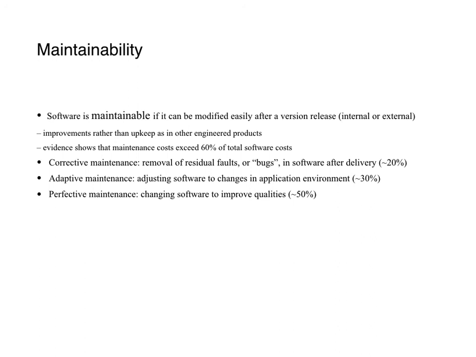Corrective maintenance is related to the detection and correction of faults, and adaptive maintenance is related to changes to the software that keep it compatible with changing software environments such as hardware and operating system. And perfective maintenance is concerned with improving system functionalities.